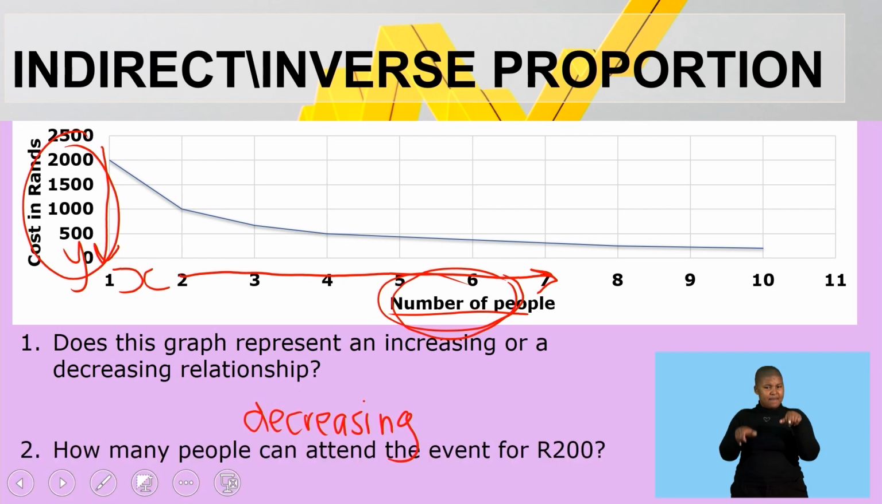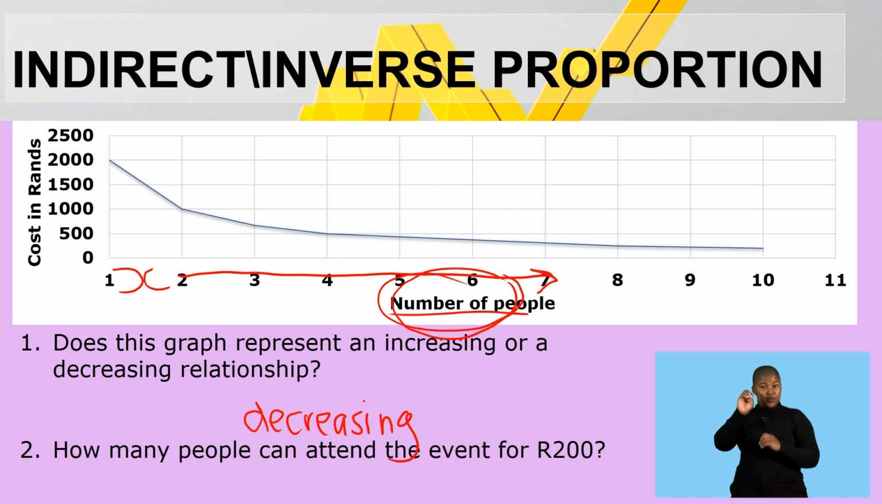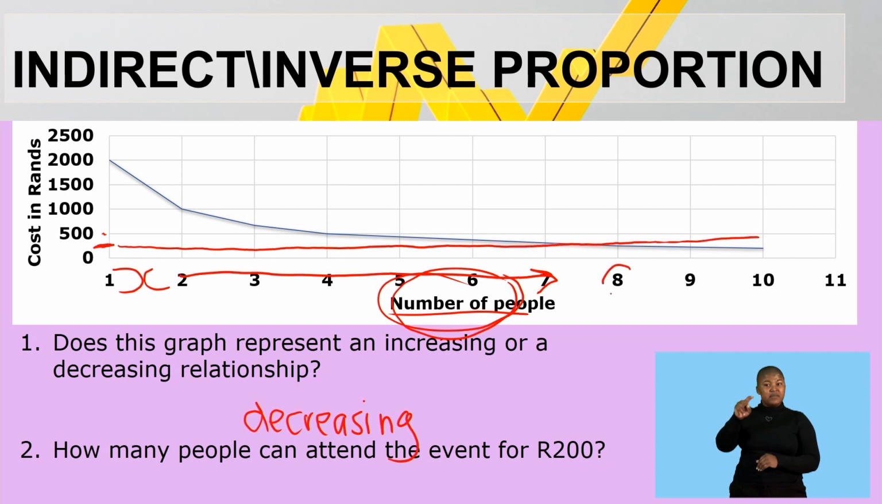How many people can attend the event for 200 Rand? So now 200 Rand, sorry for all the scratches. Let's just make some space. Now if that is 500, there is more or less 250. So then we look at the graph until it goes down, and then we'll see it's 8 to 10 people that can attend for 200 Rand.